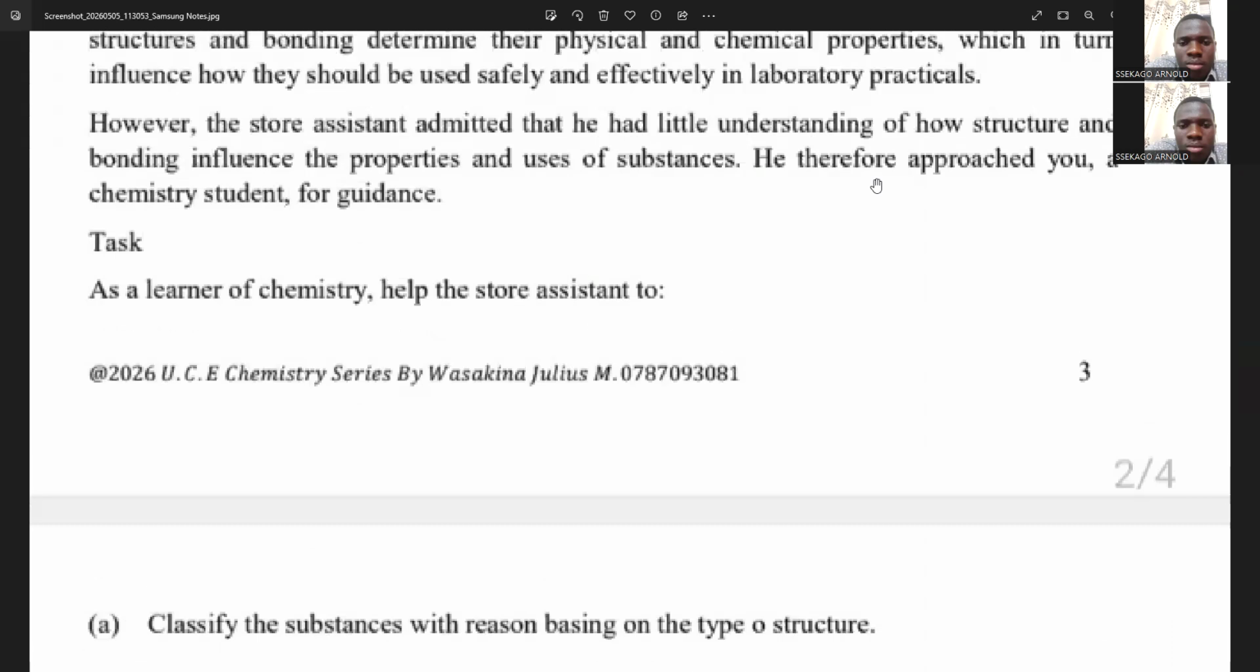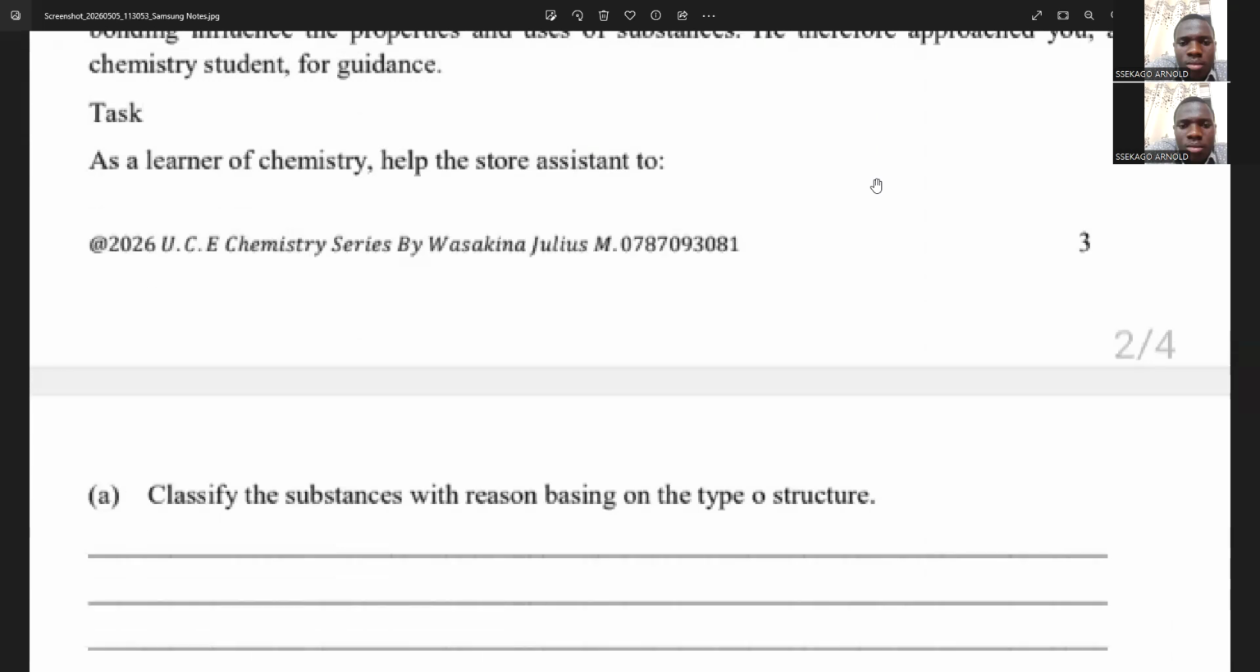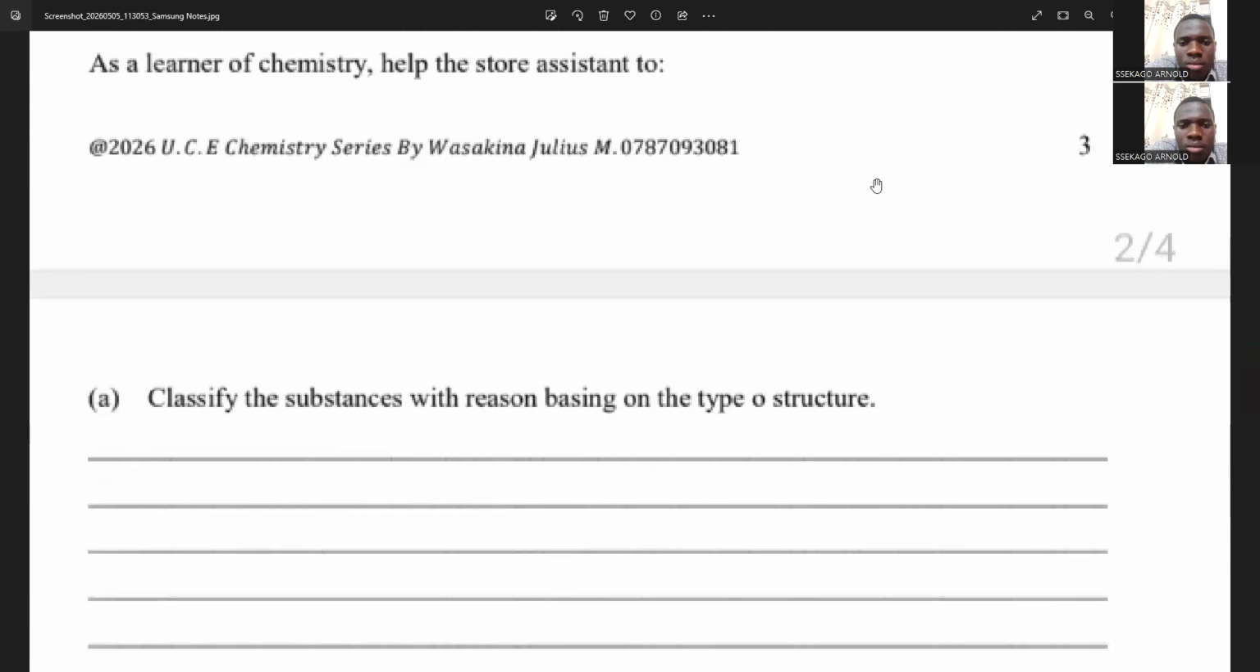So they need guidance. They need guidance on classification of substances with the reason based on the type of the structures. Those substances, we are supposed to classify them with reason. But basing on what? The classification is based on the type of structure. You see, previously for the other item, the category has been based on nature and type of bonding.